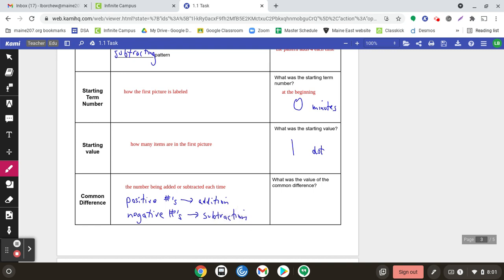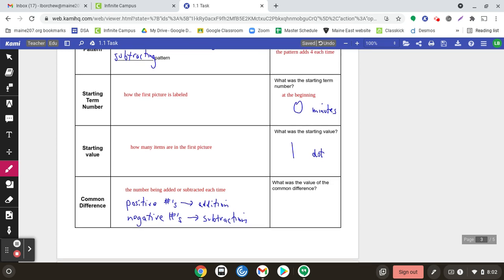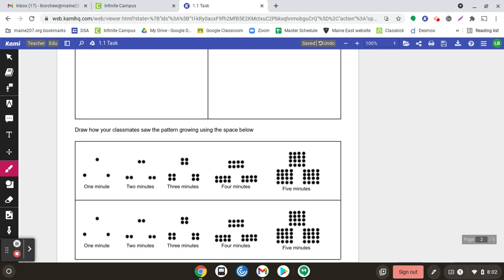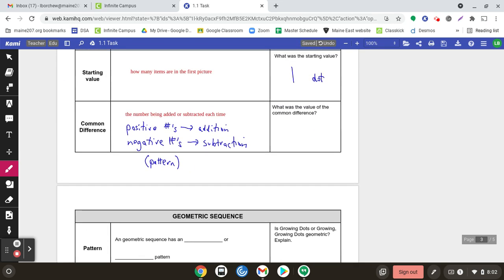So the common difference is the number being added or subtracted each time. It's very similar to the pattern except it's going to be more specific. So we said this pattern on page 1 was adding 4 each time. So I'm going to call that now on page 3 the common difference. Adding 4 is a positive 4.